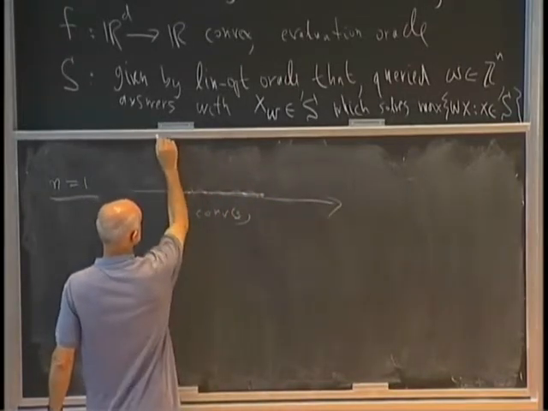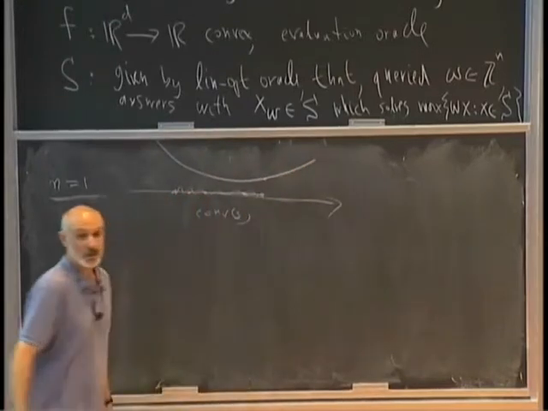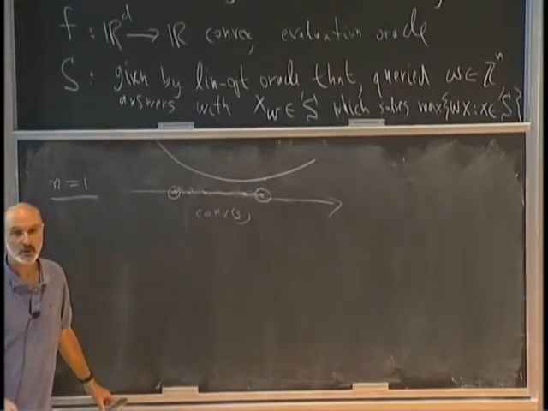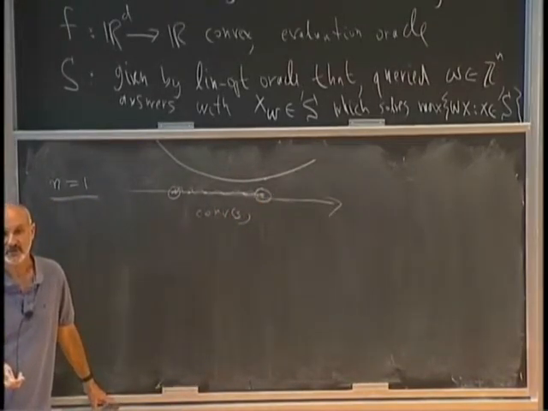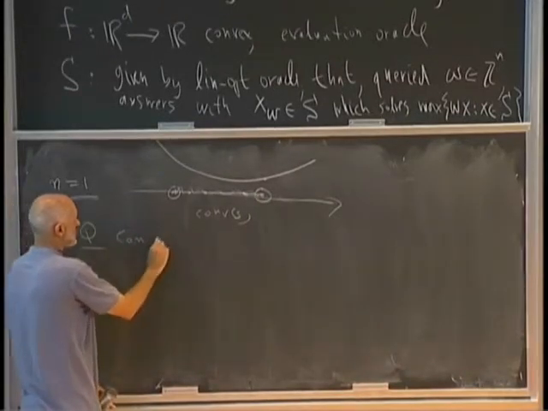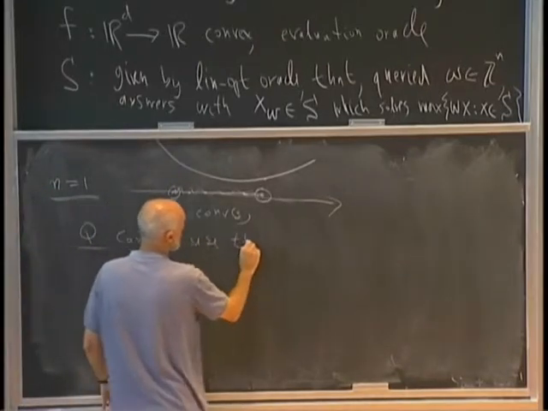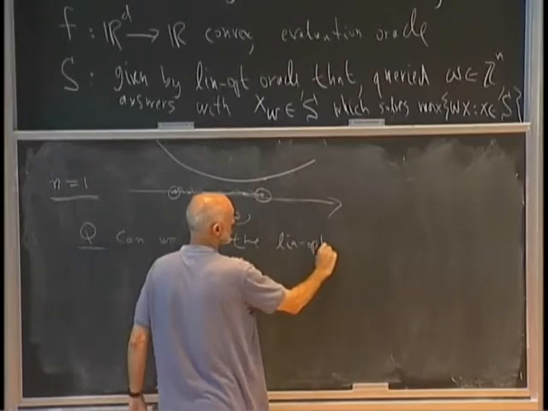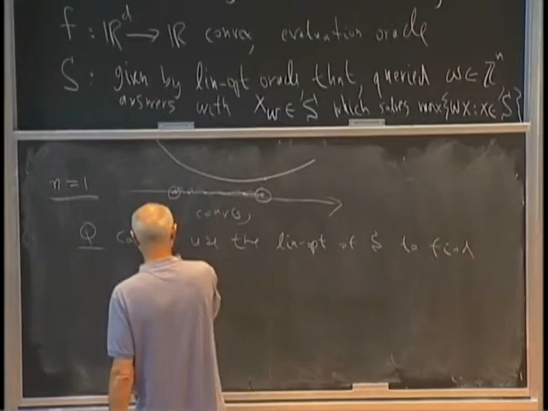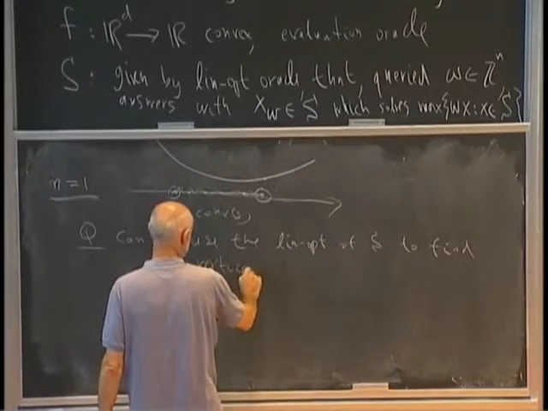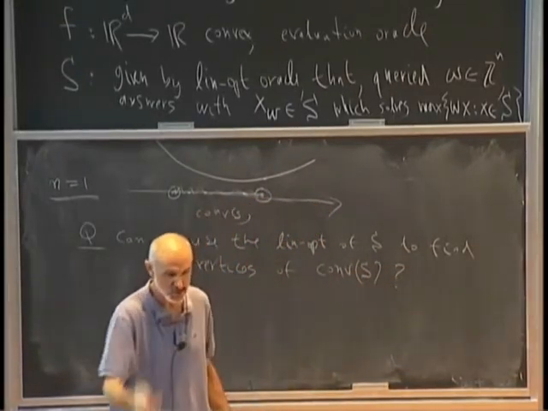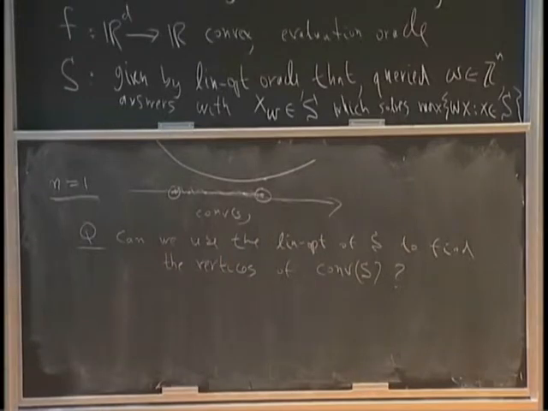And now I have this convex function, and I know the optimum is going to be, let's say, here. And I want to find the vertices. How can I use a linear optimization oracle over S to find the vertices? So here's the question. Can we use the linear optimization oracle of S to find the vertices of the convex hull of S, in this specific case, in dimension 1? Dimension 1, how do we do that?